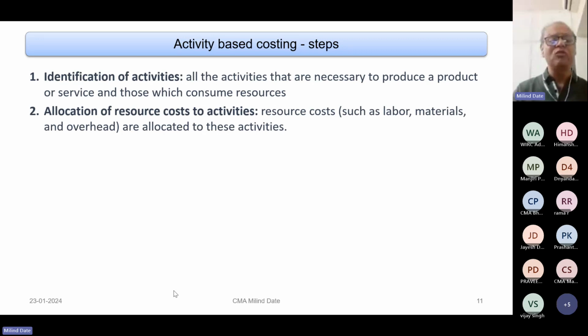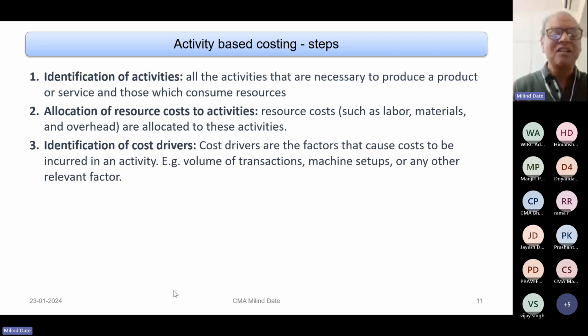All these costs which you could allocate to activities could be related to any element of the cost. First, create activity cost pools. That is the concept you might have learned, cost pools. Then identify drivers that cause these cost pool costs to vary. It could be volume of transactions, it could be machine setups, it could be any other, depending, of course, on the type and kind of activities that you have listed.